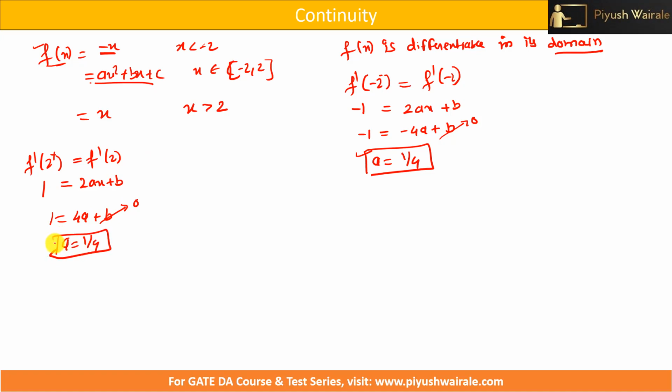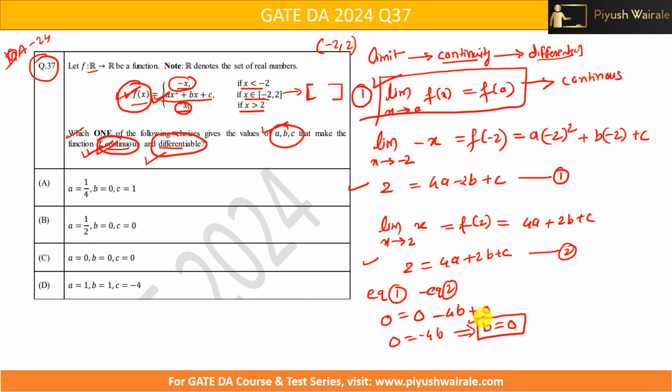So by using the concept of differentiability, I get the value of a as 1 by 4, and the value of b is 0. I have these two equations. So just put the value of a and b here. So what will I get? 2 equals 4 into the value of a, which is 1 by 4, minus 2 into 0, because I am using this particular equation, plus c. So this will be 2 equals 1 plus c. So c equals 1. So the value of a is 1 by 4, the value of b is 0, and the value of c is 1. It means option A is the correct one.